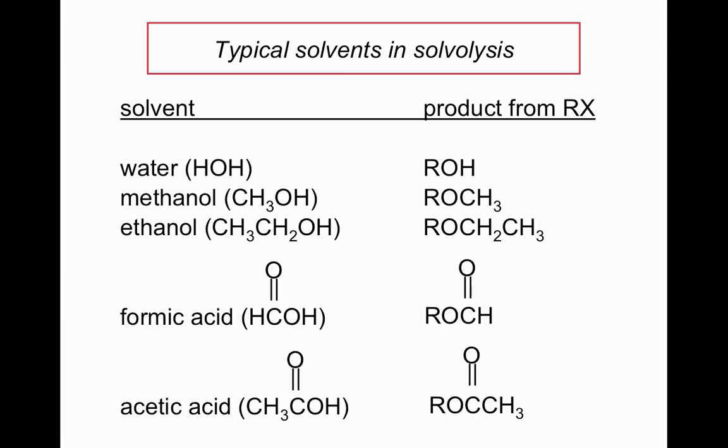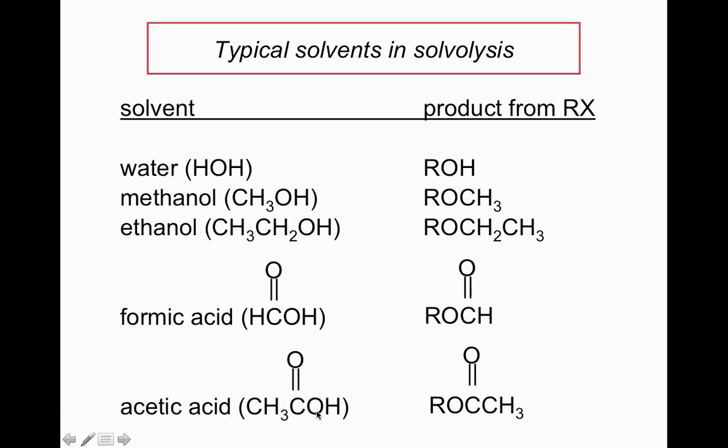Typical solvents that you will see used in solvolysis reactions pretty much include alcohol-containing compounds or OH-containing compounds. I've listed quite a few of them here: water, methanol, ethanol, formic acid, acetic acid. Don't get confused by the list of them, but note what's common in all of them. All of them have OH groups in them.